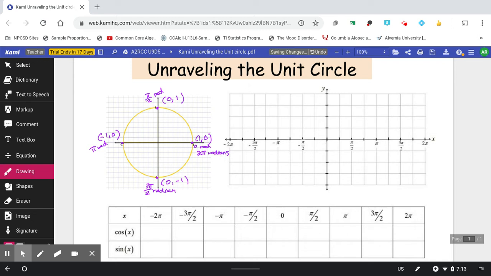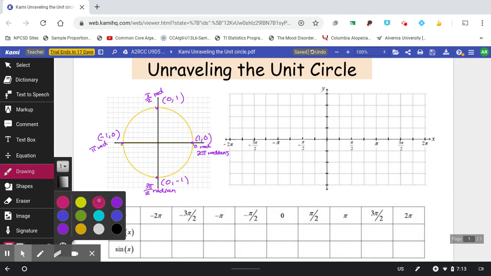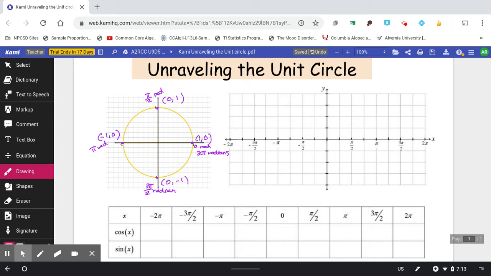And you can go in reverse as well, right? So you can start here, and let's go in reverse. Okay, so 0 radians, and then this would be also negative pi over 2 radians. And then this would also be negative pi radians and negative 3 pi over 2 radians and negative 2 pi radians.